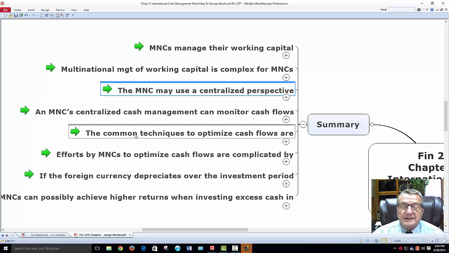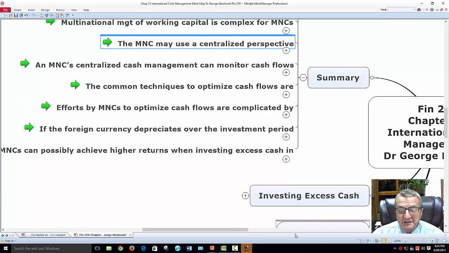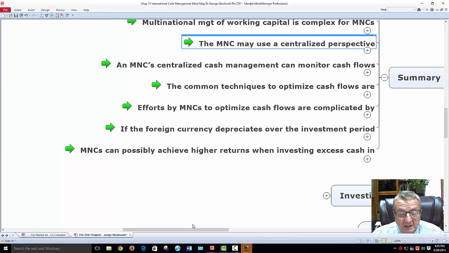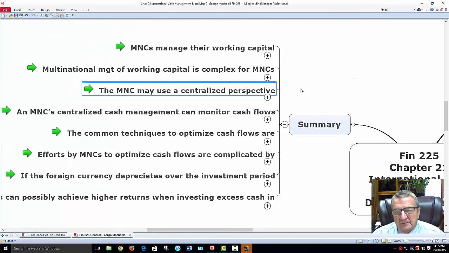We talked about it. The common techniques to optimize cash flows are: if the foreign currency depreciates over the investment period, what happens? MNCs, let me just move this over just a touch, can possibly achieve higher returns when investing excess cash in what? These could be all questions. Short answers out of the book. I'm not saying. I don't know. I kind of do know, but I don't want to tell you right now. Yeah. That's how you learn.